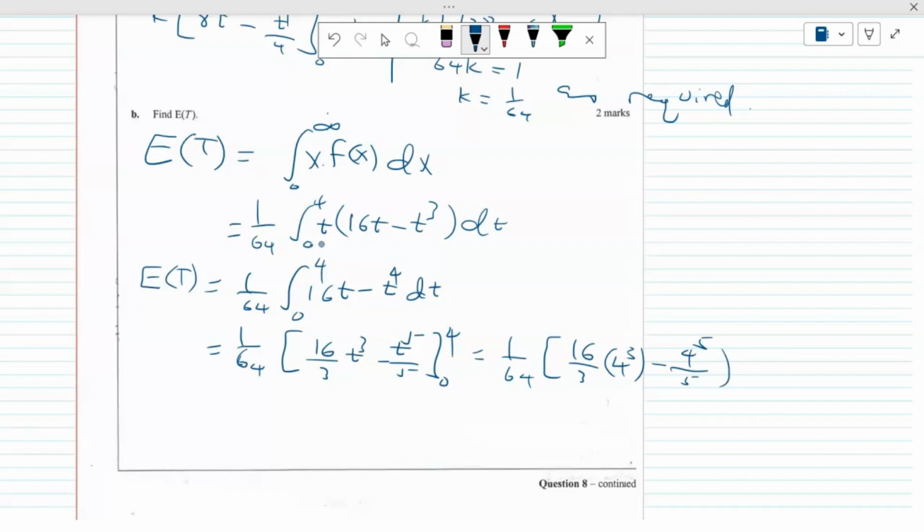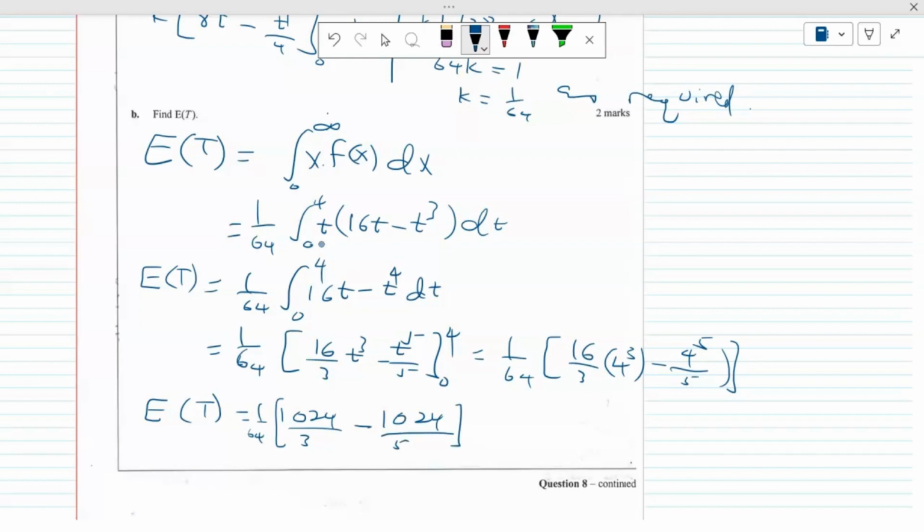The bit at 0 is 0, so that's not important. What do I get? That's going to be 64 times 16, so that's going to be 1024. So 1 over 64 times 1024 over 3. What else do I get here? That one is going to be t to the power of 5, which is 4 to the power of 5, so that's going to be 1024 again, over 5.